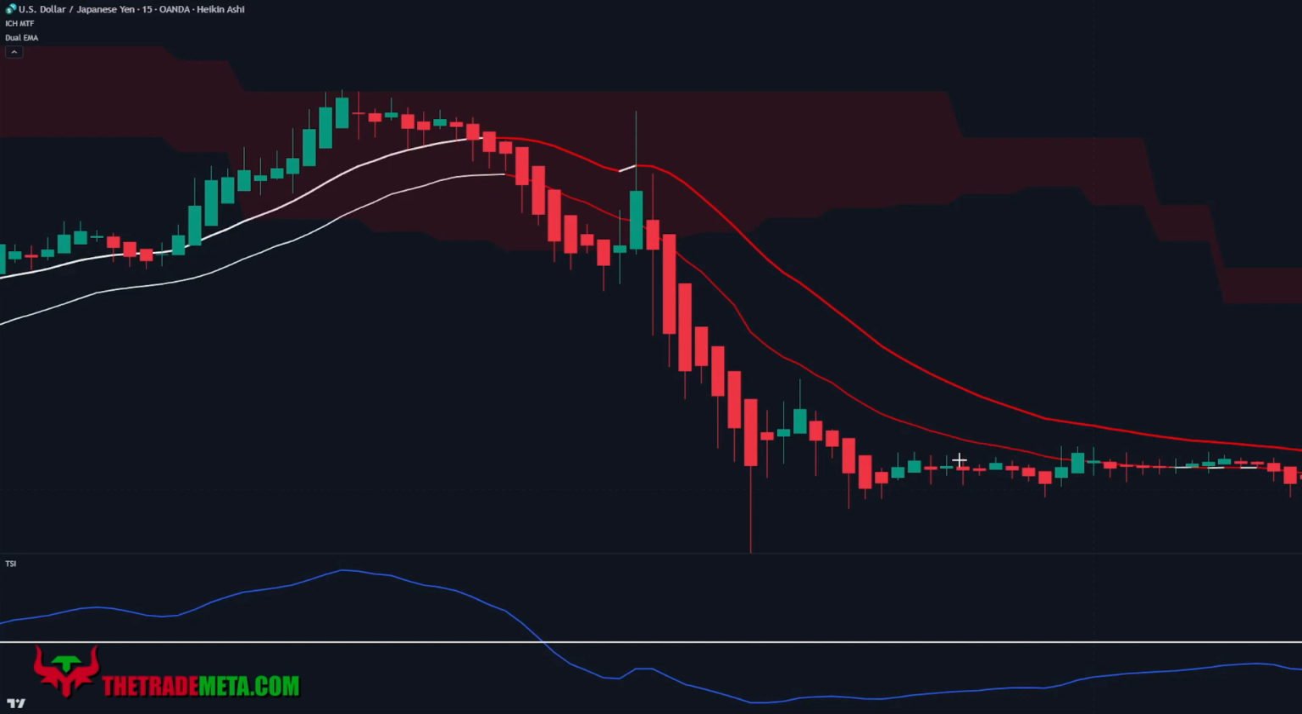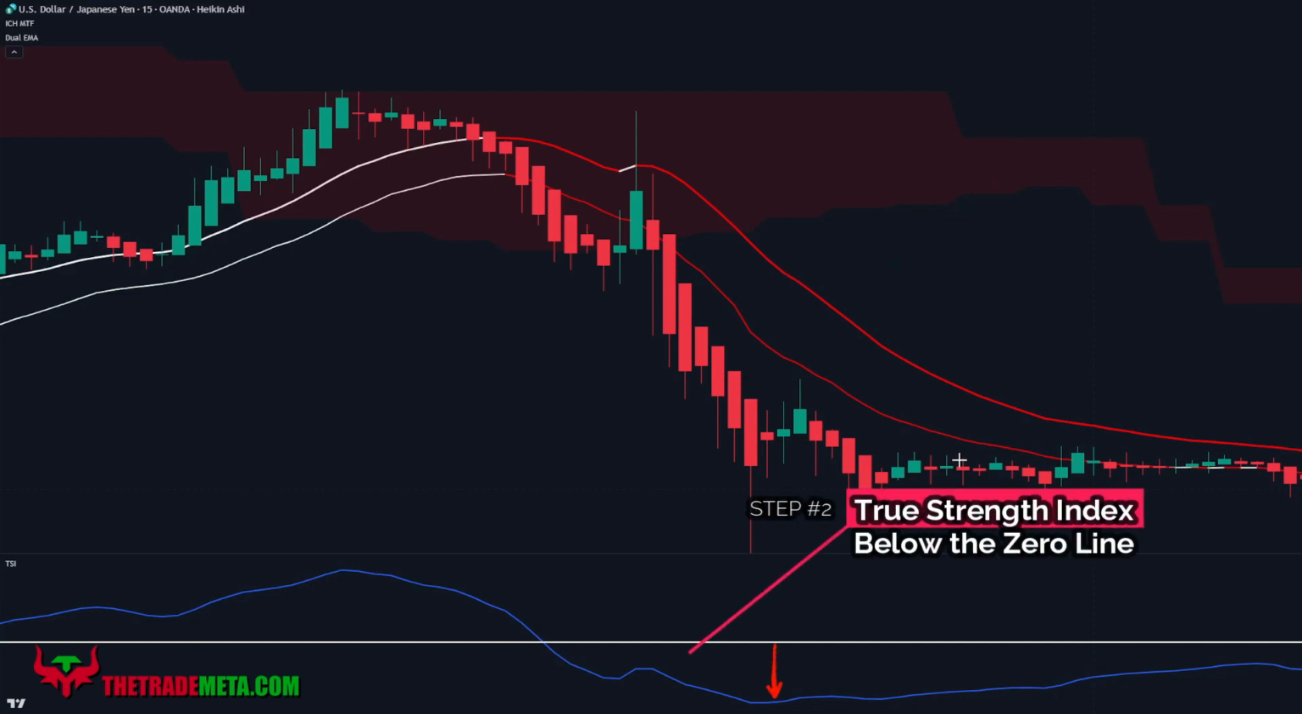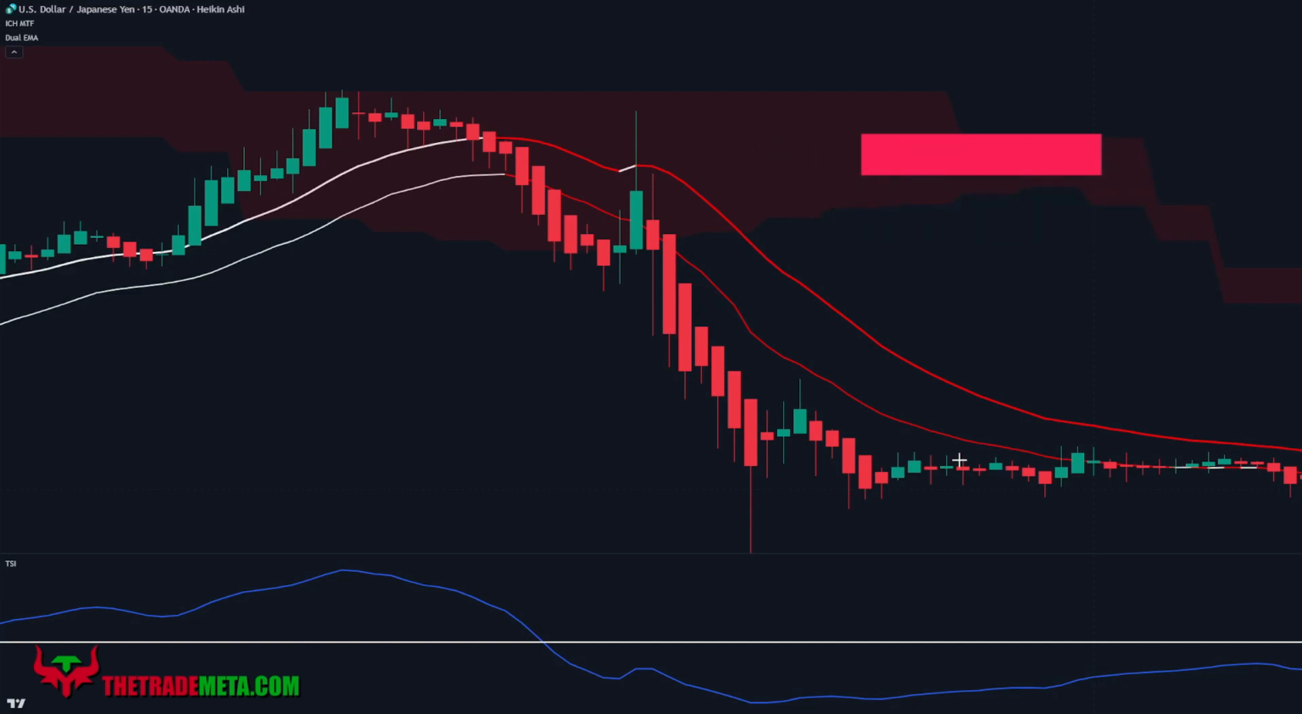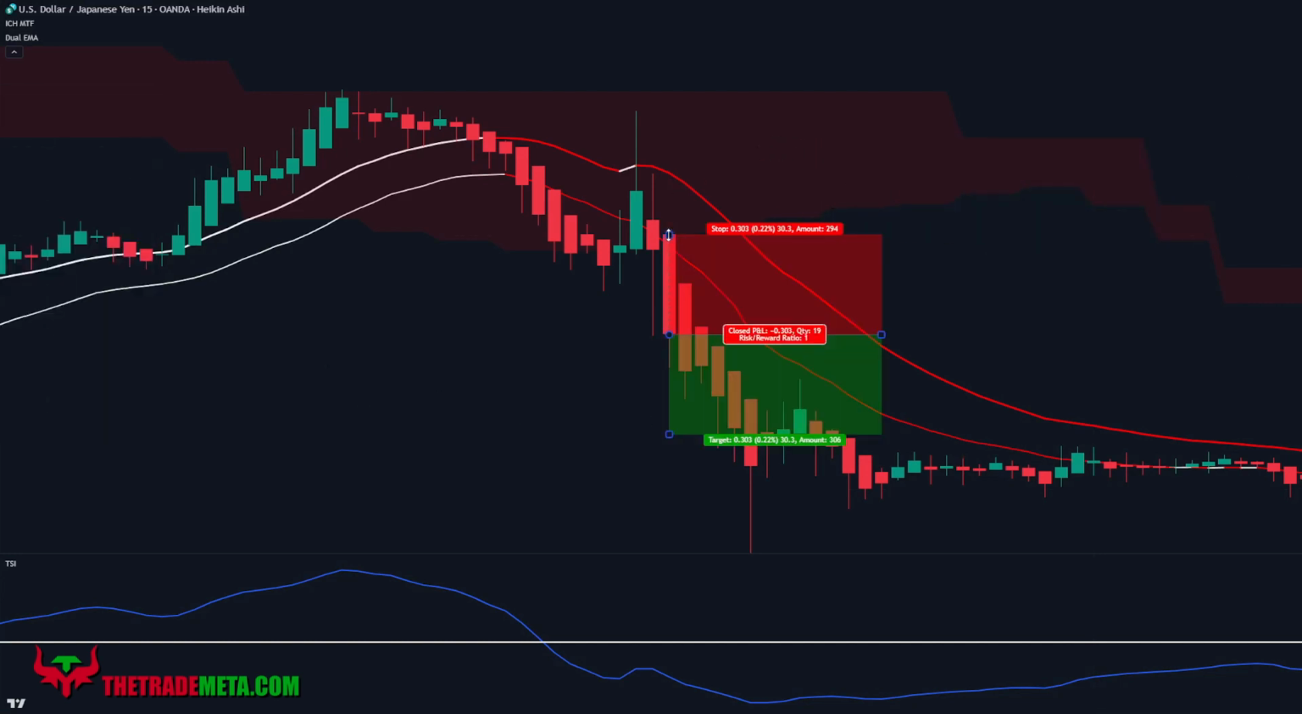Here's another sell trade. We have price below the cloud. The true strength index is below the zero line, and we have a red candlestick breaking out of the bottom of the red EMA channel. We enter our trade at the candle close and aim for at least 1.25 times our risk.